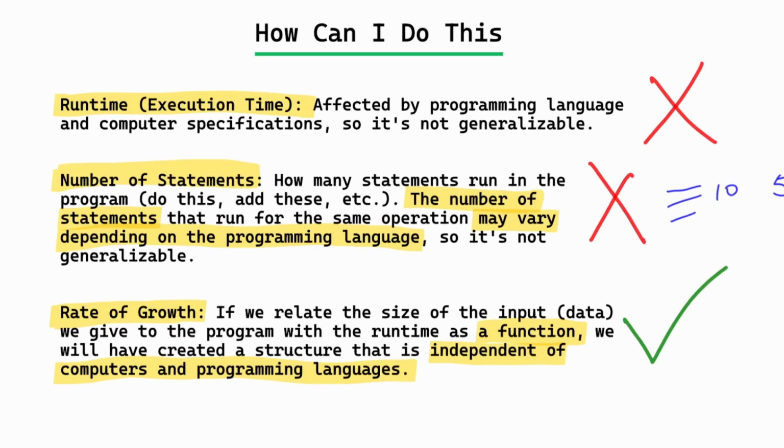So another way we can do this is to look at the rates of growth. The rate of growth is basically, depending on the input given, how much does our algorithm's runtime change? So it's proportional. Let's say that we gave 10 inputs and then we gave 100 inputs, how much does the runtime change? So this way is better than the last two because this analysis will be independent of the computers and the programming language that we use.